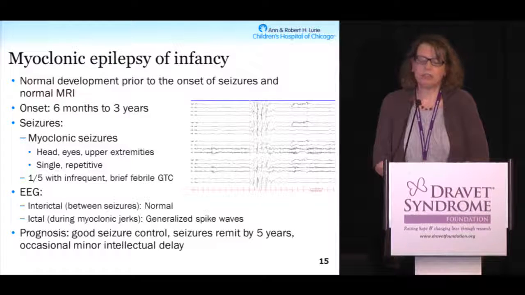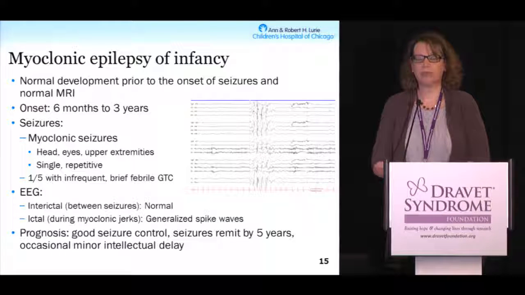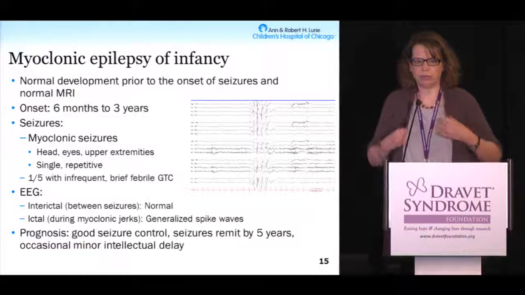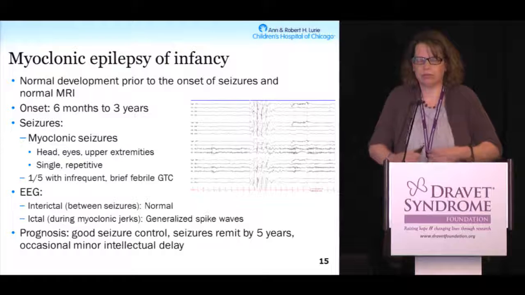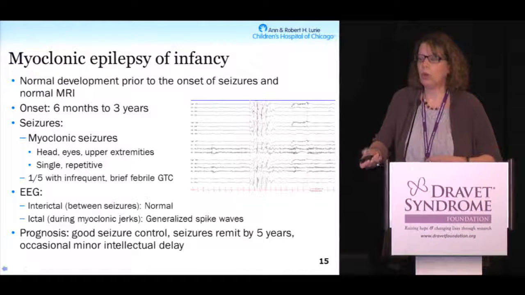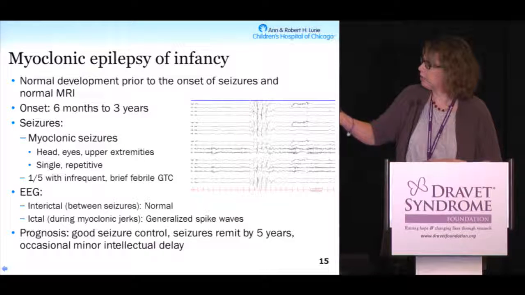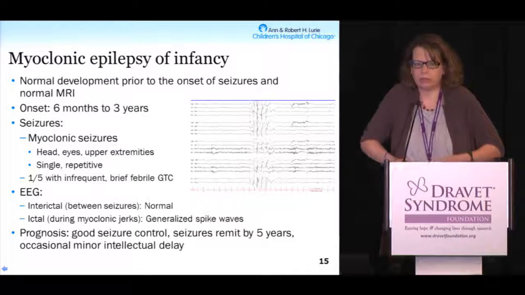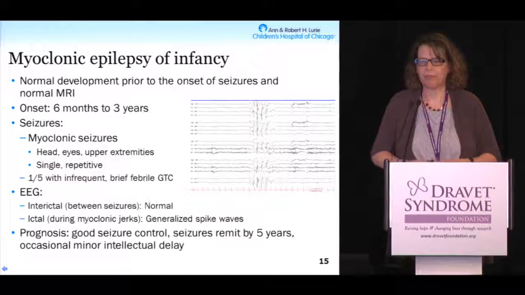The onset is 6 months to 3 years, most commonly 1 to 2 years. Seizures are just myoclonic jerks, and they're pretty specific, affecting shoulders, arms, face, and eyes. That's all it is. Oftentimes they're single, or maybe a doublet or triplet. When they have their seizures, they get one little jerk, another jerk, another jerk. That's why you see that doublet, triplet pattern.